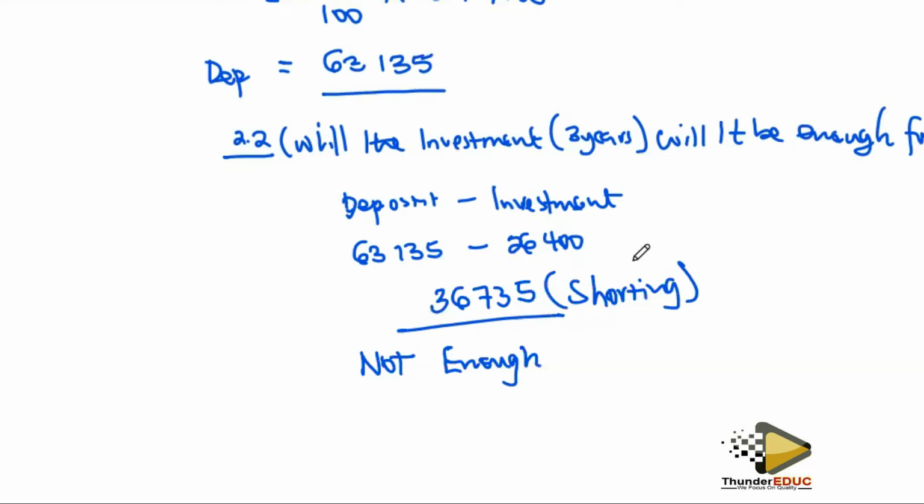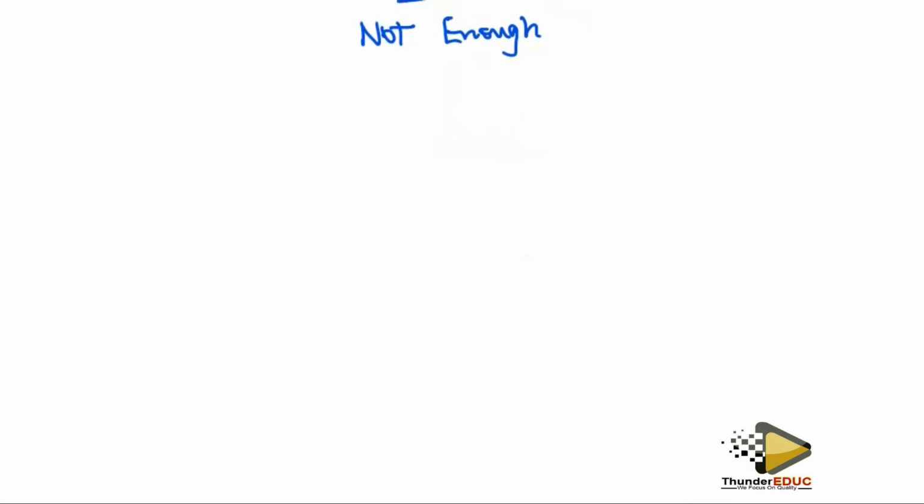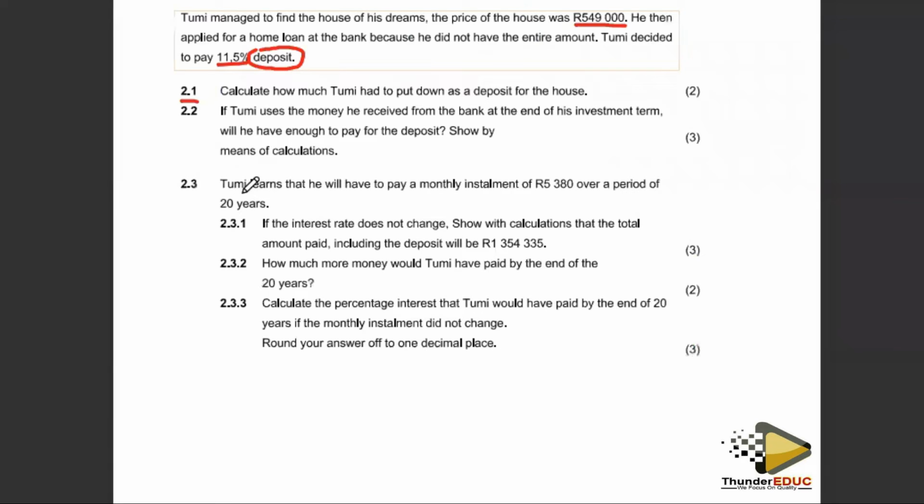It's not enough. All right, question number 2.3. That's where we are going now. 2.3, take note of that. Tommy learns that he will have to pay a monthly installment of 5,380 over a period of 20 years. If the interest rate does not change, show with calculations that the total amount paid, including the deposit, will be 1,354,335 rands. All right, let's do that.